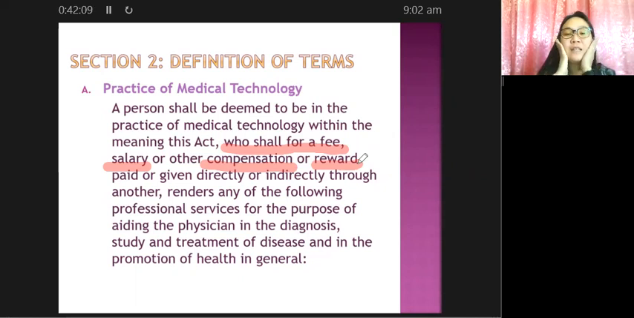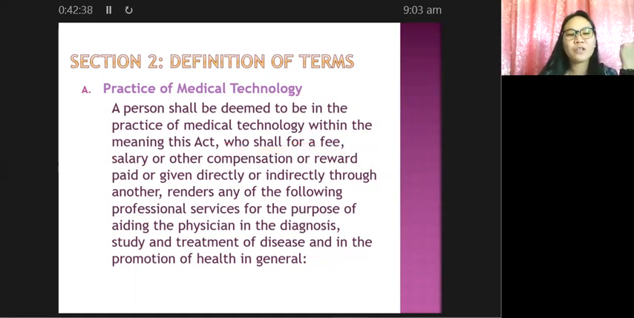Again, not all our services are given monetary rewards or monetary compensation. Sometimes the compensation or the reward is not monetary. Just to clarify, baka later, where's the monetary compensation? No, it does not necessarily mean monetary.